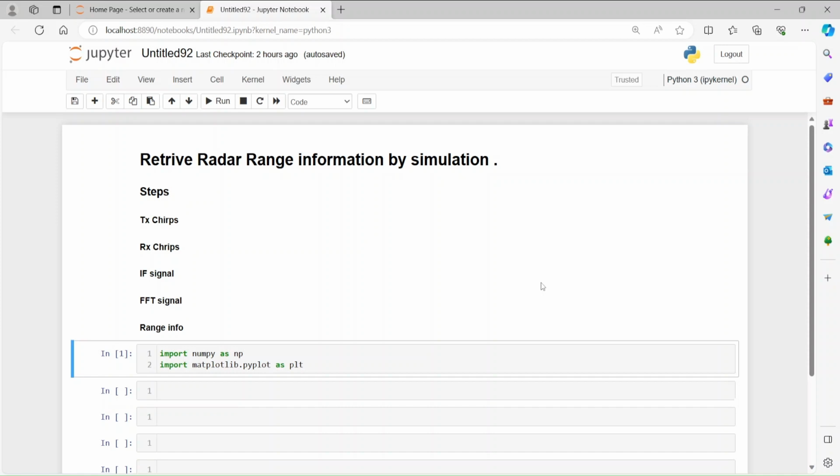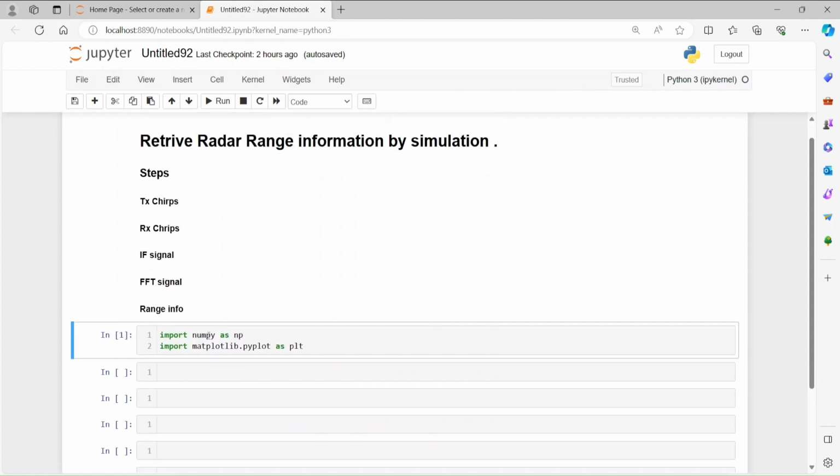In today's lecture, we're going to go over the simulation and extraction of range information from an automotive radar. We are going to first generate some transmit chirps and then add some delay to it to create the receive chirps, and then we're going to mix it and get the IF signal, and we are going to convert it to the frequency domain to get the range information from it.